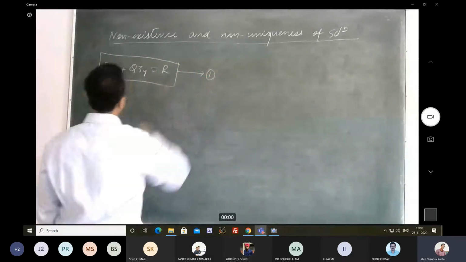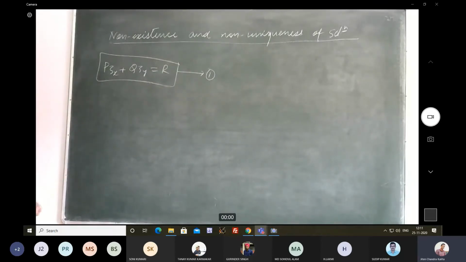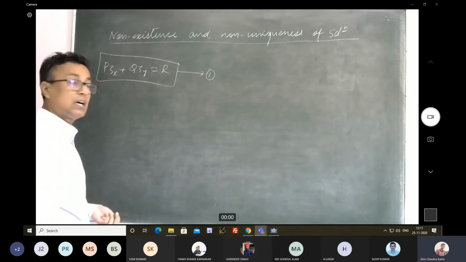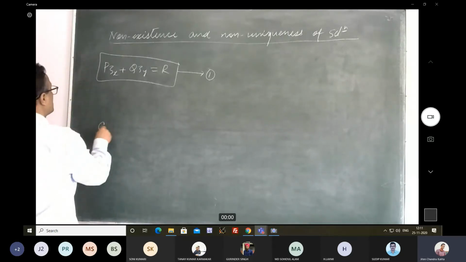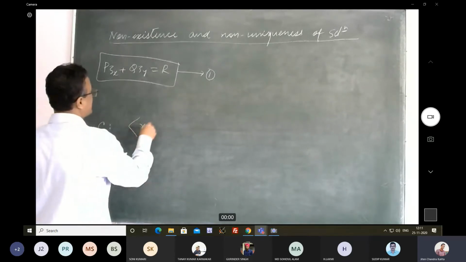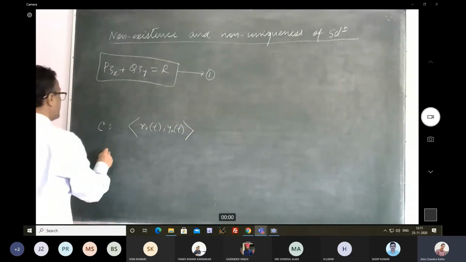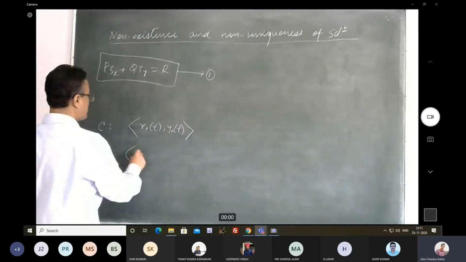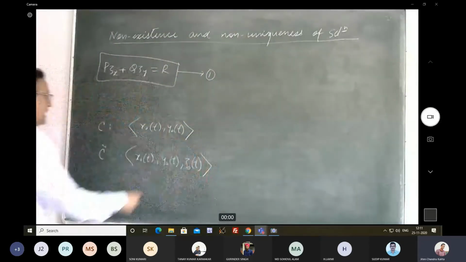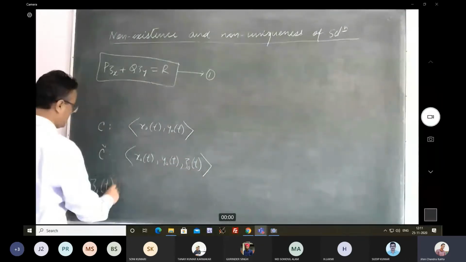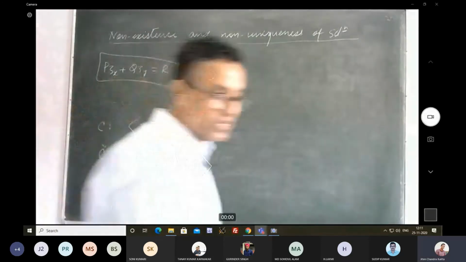a PDE of this form, okay? And you know P, Q, R are functions of x, y, z, of course C1, and defined in some region omega tilde in R3. And then what happened? We prescribed some initial condition. We considered a curve C, which is parameterized by this equation, right? And then we considered another curve C tilde, which is parameterized by x naught t, y naught t, and Z naught t. Okay.